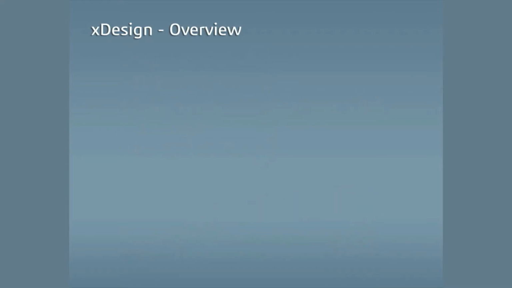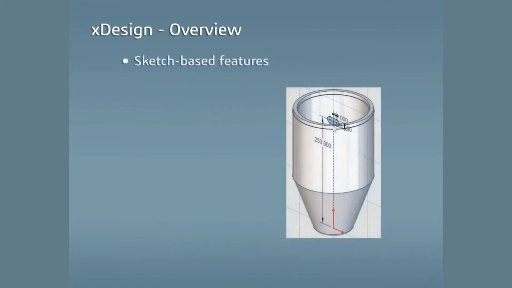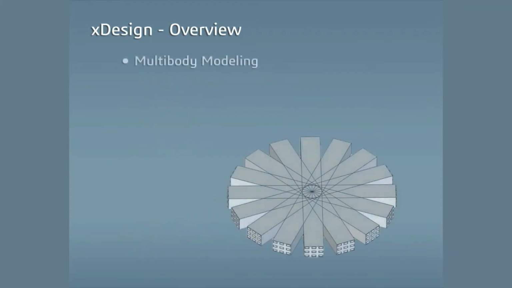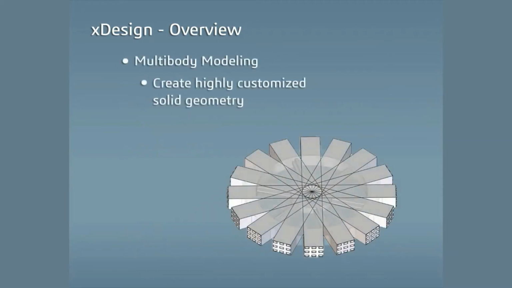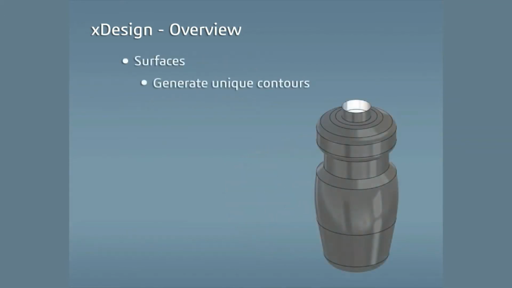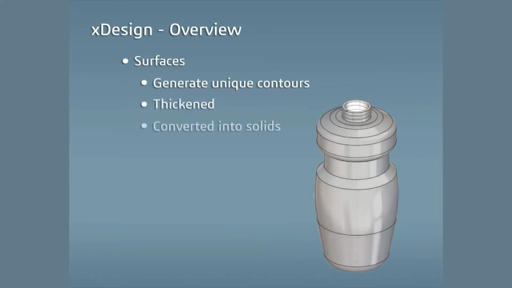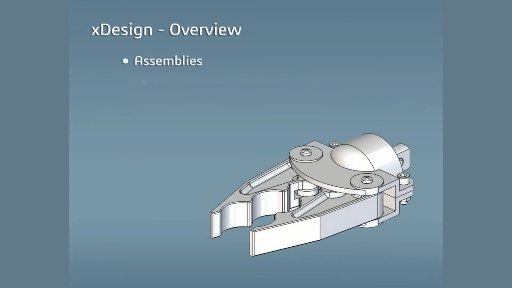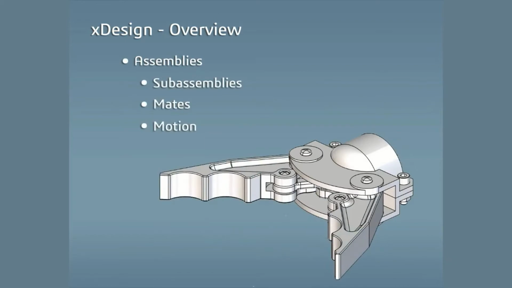In xDesign, you can leverage the CAD tools and workflows users are familiar with. You can create sketch-based features like extrudes and revolves, applied features such as shells, drafts, and fillets and chamfers, utilize multi-body modeling to create highly customized solid geometry, create surfaces to generate unique contours that can be thickened or converted into solids, and you can combine components into assemblies and subassemblies that can be mated and given motion by specifying degrees of freedom.